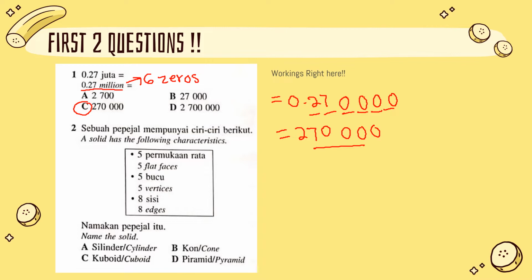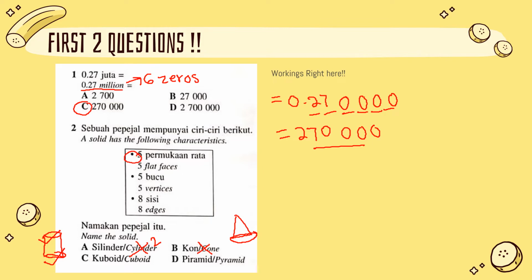Next, a solid has the following characteristics: 5 flat surfaces, 5 corners, and 8 edges. So 5 flat faces. What in here do you think has 5 flat surfaces? A cylinder has only 2, so I think we can just cut it. A cone has only 1. You see, this is a flat surface, so I don't think it's a cone. For the cylinder, there's one here and one here, but here they ask for 5, so that's why we remove the cylinder.